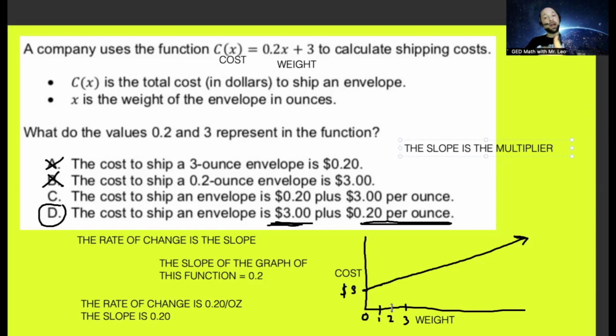For every additional ounce, as it moves to the right, it's going up 20 cents for every additional ounce. Up 20 cents, up 20 cents, up 20 cents. If you're familiar with the concept rise over run, this is 20 cents rising for every run of 1 ounce. We'll be studying that shortly. Come along for the ride. I hope you're taking some notes on this.